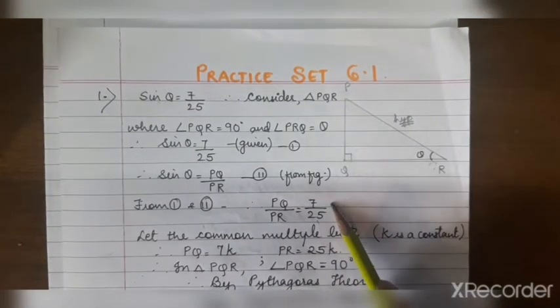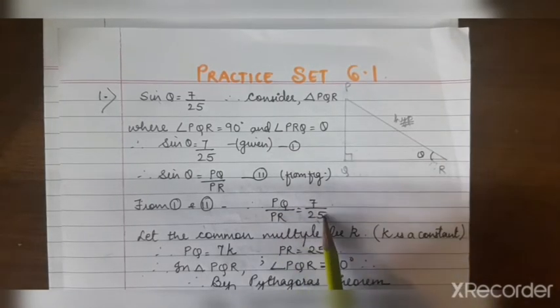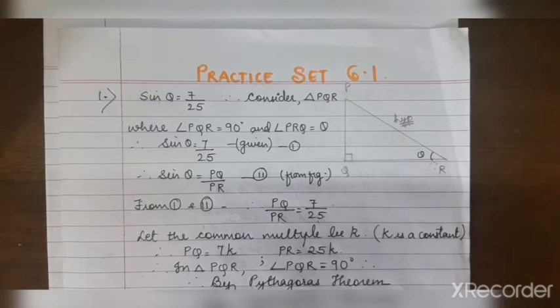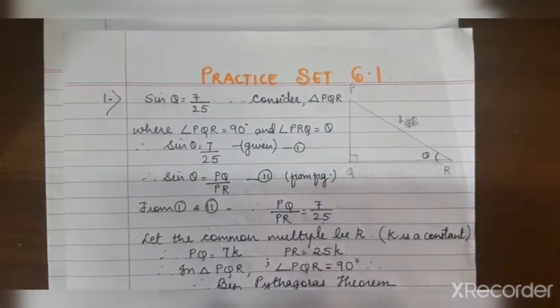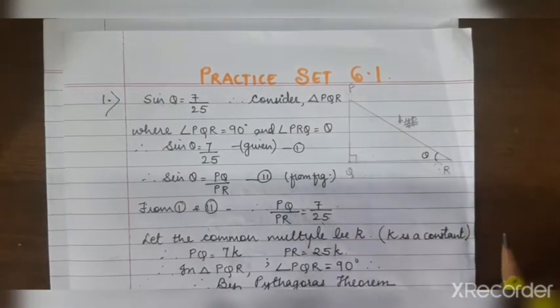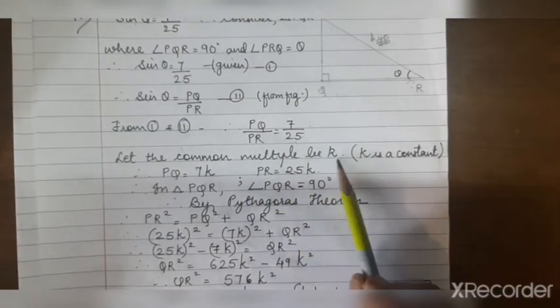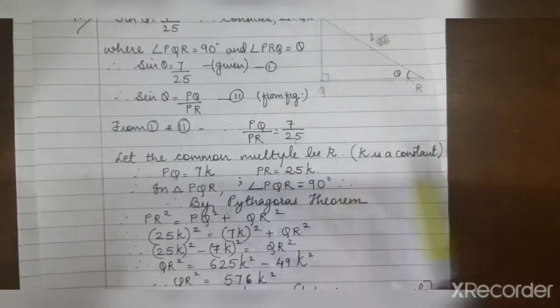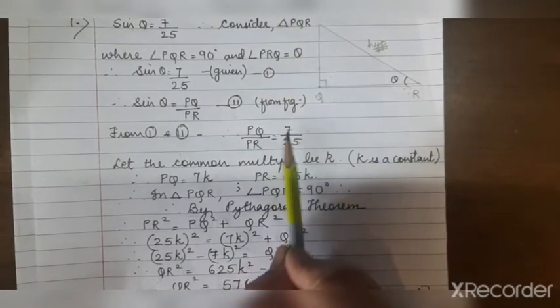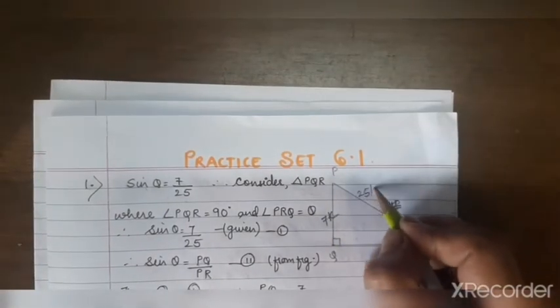Now this is a ratio, so here we cannot directly take that PQ is 7 and PR is 25. You have studied this from 6th standard onwards in the lesson on ratio and proportion, that we cannot take the value directly in a ratio. So here we need a constant. Therefore, we consider a common multiple k, which is a constant, and PQ becomes 7k and PR becomes 25k.